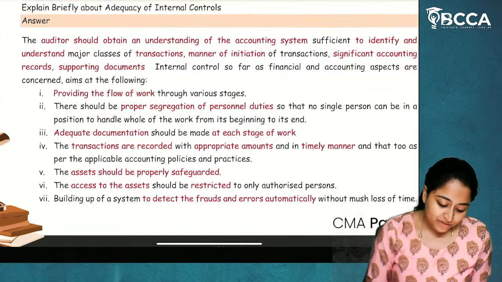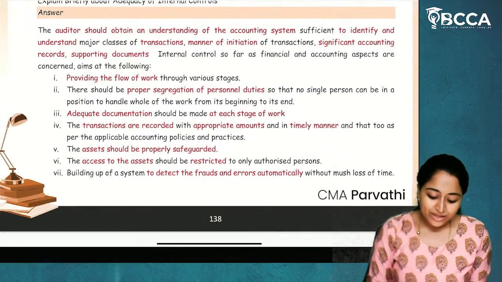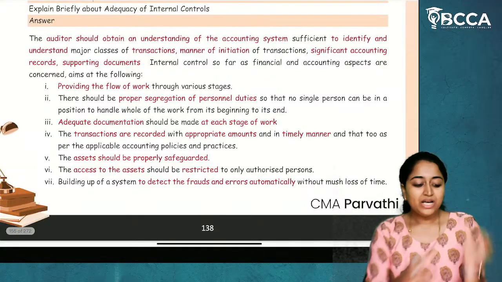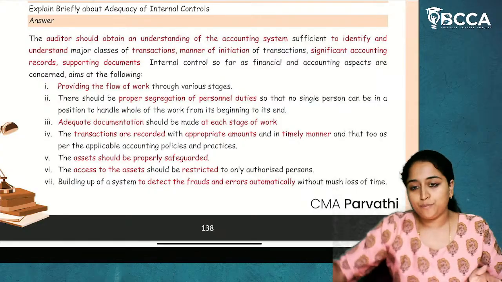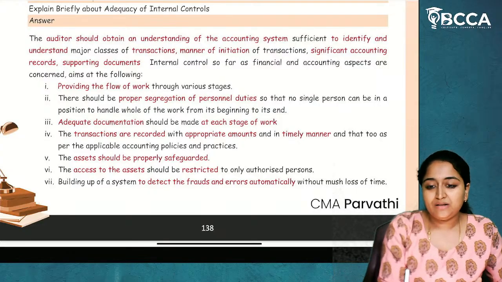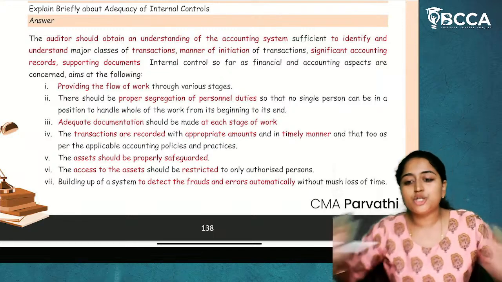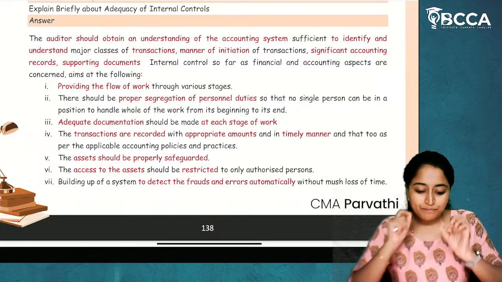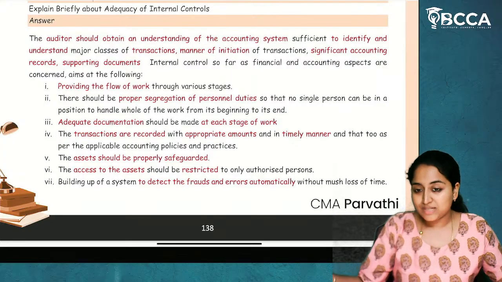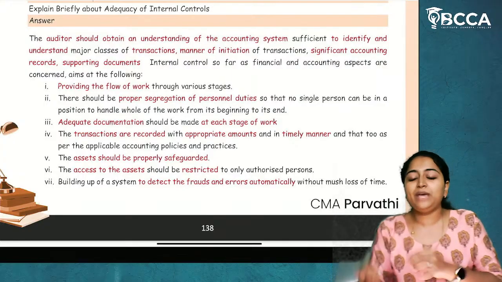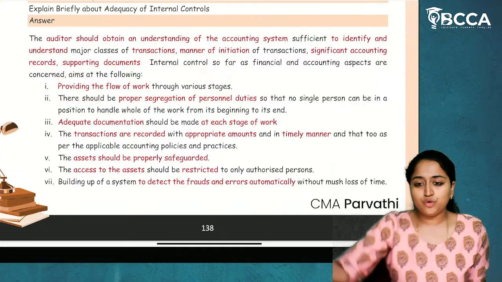What are those? First, providing the flow of work through various stages. So, internal control will ensure that stage 1, stage 2, stage 3 and stage 4 have a process flow. If even in the middle there is any gap or any error, then the entire process will stop. It will ensure that. So, to ensure that no stoppage is there in the entire process, there is a flow of work. We will be able to ensure that through internal audit, providing the flow of work through various stages.